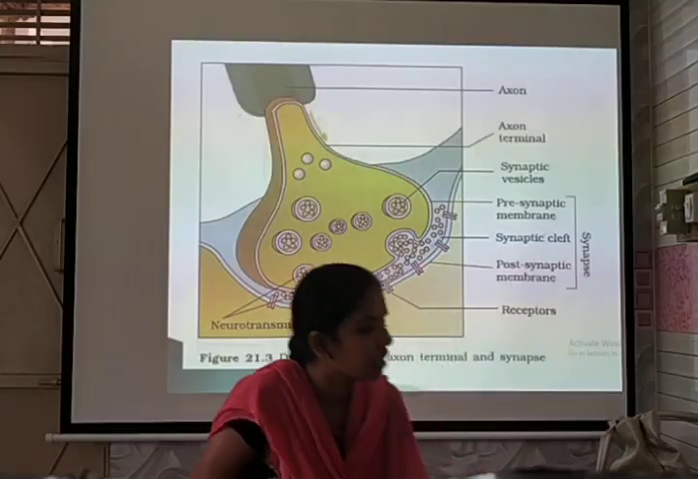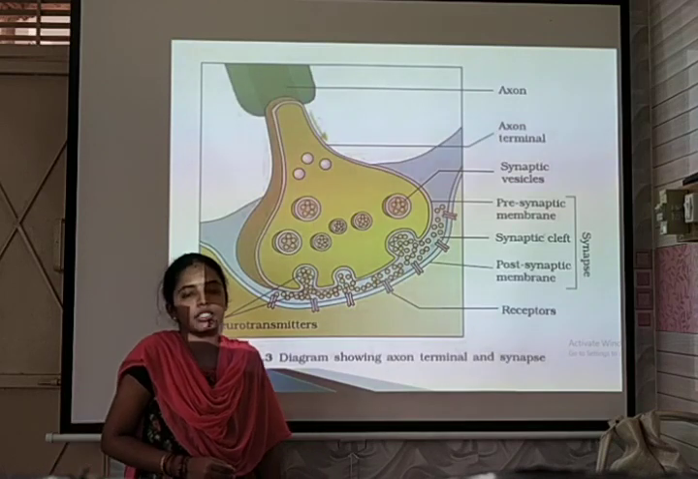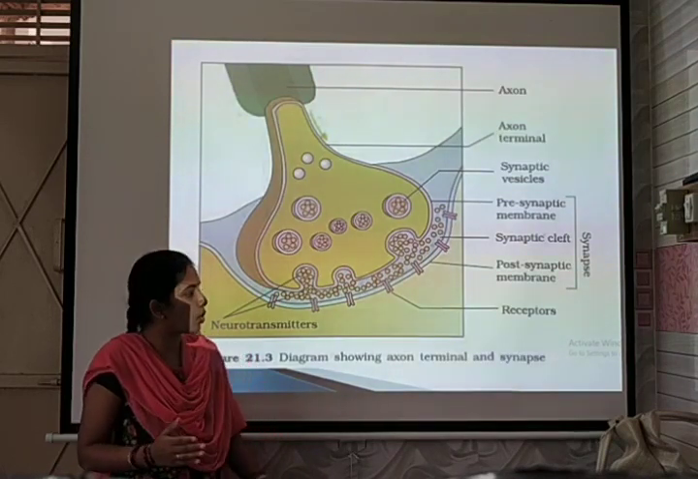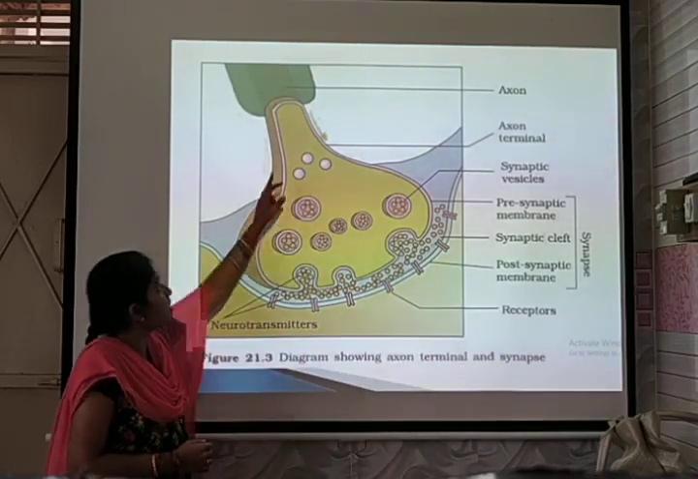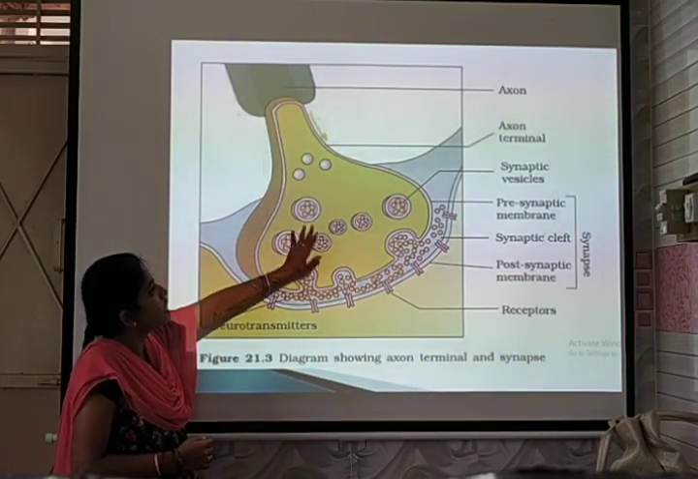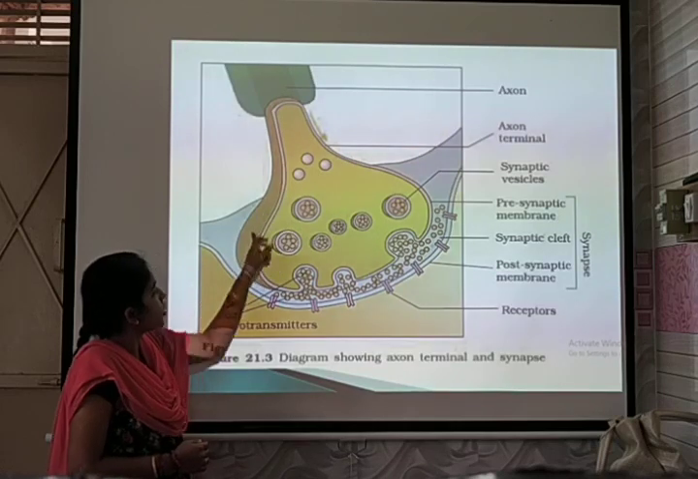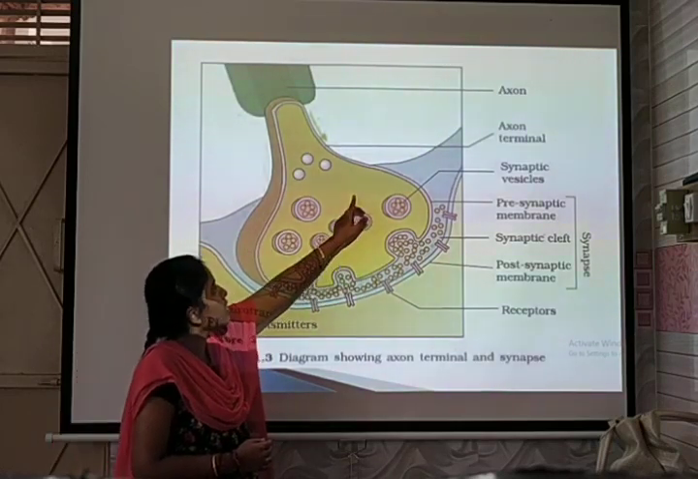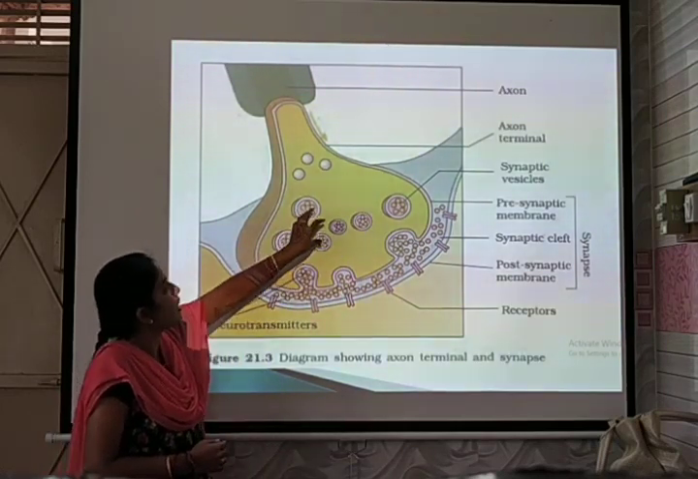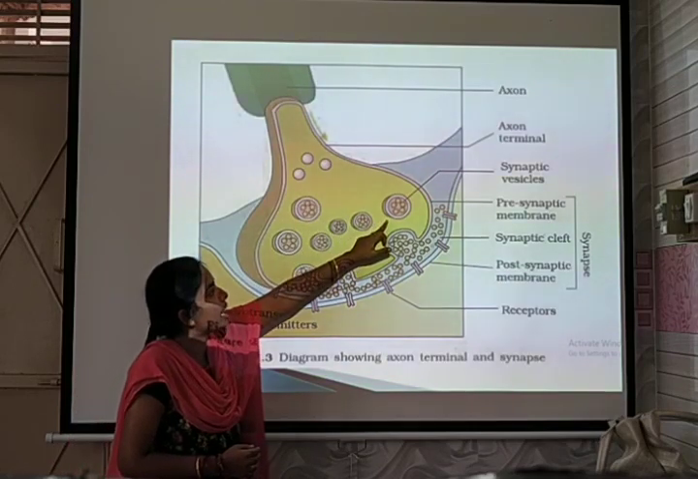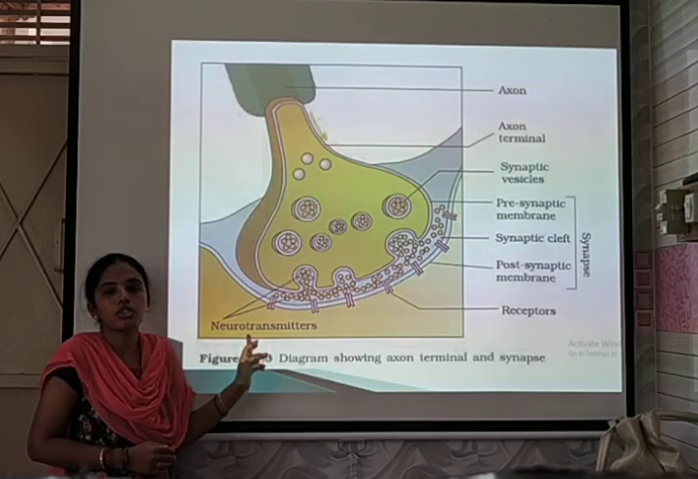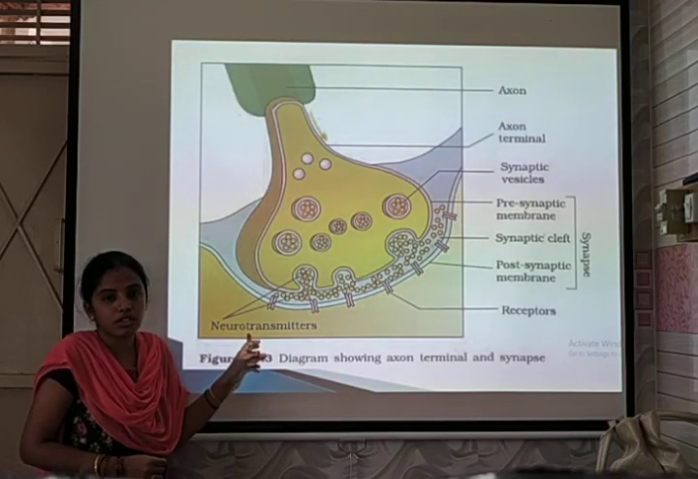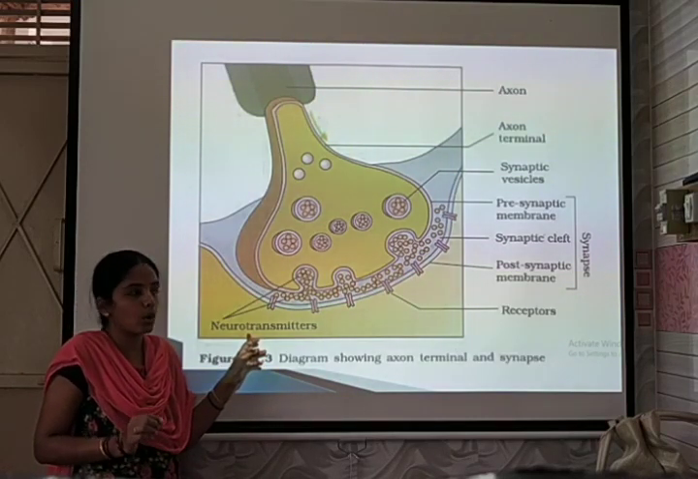The next one is the transmission of signals from one neuron to another neuron, which is described by a process called synapse. This is the terminal region of an axon, that is, the axon terminal. It consists of a knob-like structure called the synaptic knob. It consists of small spherical structures called synaptic vesicles, which contain chemical compositions called neurotransmitters, such as acetylcholine.